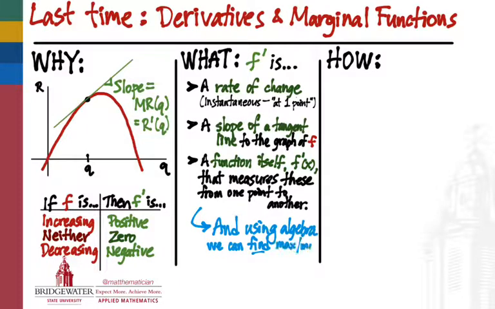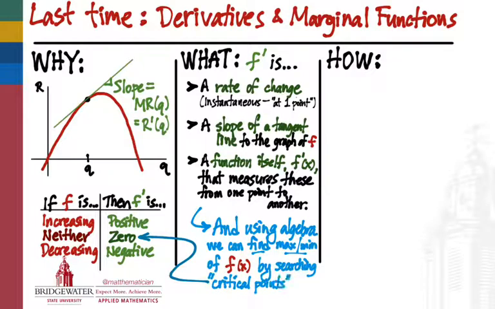And because the derivative is itself a new function, I can use algebra with that new function to answer the question, where is my f neither increasing nor decreasing? Where is the top of the hill or the bottom of the valley for the graph of f? I can find that by using algebra to find the places where the derivative is equal to 0. So if I'm looking for the maximum or minimum of a function, I want to search first for those places where its derivative is equal to 0. We call those the critical points of a function.